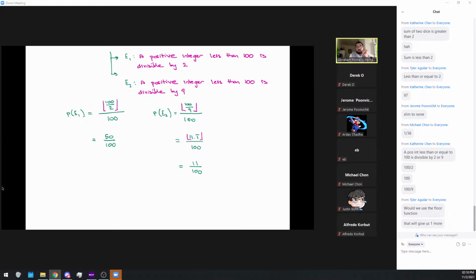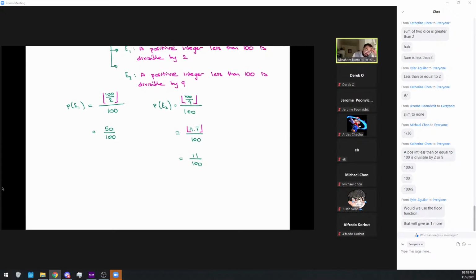That will give one more, exactly. If you use the ceiling function, you round up to 12, and you're saying 12 numbers between 1 and 100 are divisible by 9. But that's not true. There are only 11 numbers that are divisible by 9 between 1 and 100, exactly.